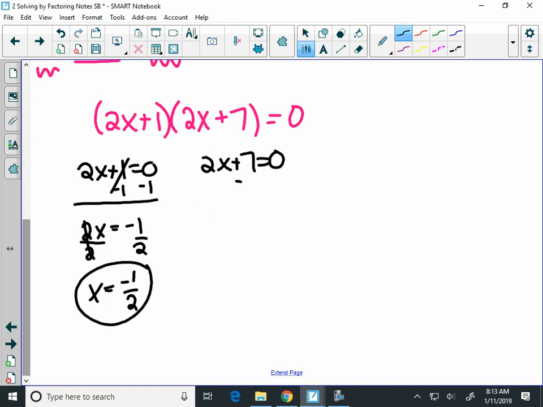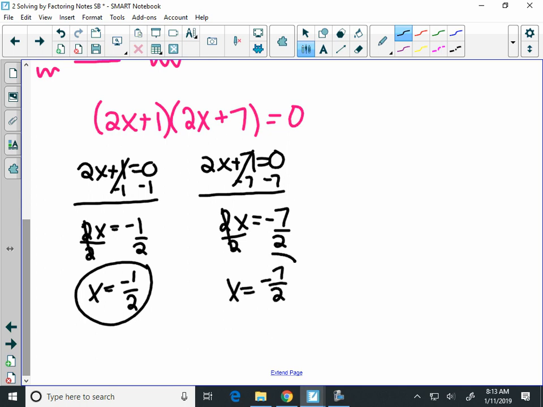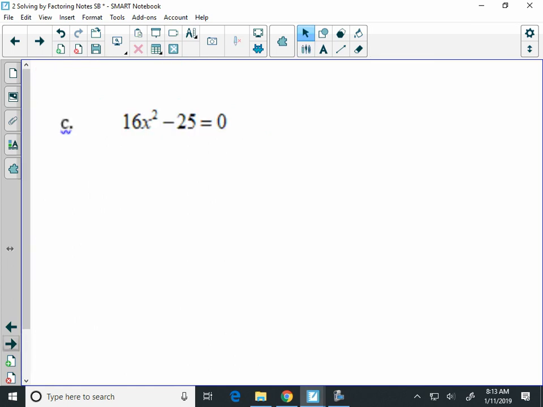The other one here, I'm going to subtract 7. And it gives me 2x equals negative 7. And I divide by 2. And that tells me the other x-intercept is at negative 7 over 2, which is negative 3.5. And that's the other solution or x-intercept of my parabola. All right, we have 2 different factoring methods here to look at.